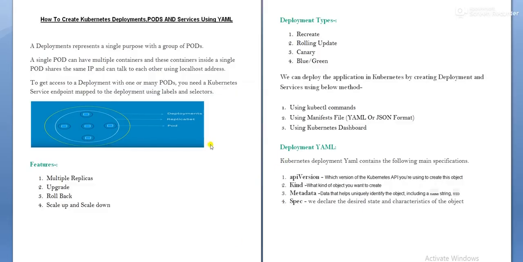So guys, before going into the lab session, I just want to give an overview of the deployment types and what the main sections of the YAML file are. So what is a deployment? A deployment represents a single purpose with a group of pods. When you create a deployment, using YAML or kubectl or the GUI console of Kubernetes, what will it do?